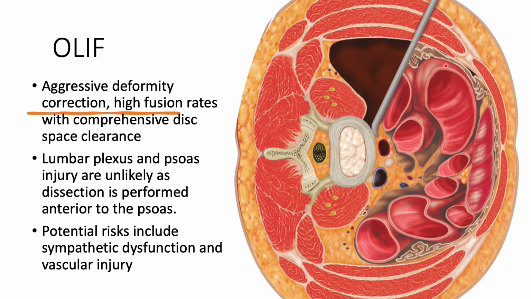An OLIF allows for aggressive deformity correction like an XLIF, high fusion rates with comprehensive disc space clearance. As you can see in the picture, OLIF takes the corridor between the psoas muscle as well as the major vessel. Hence, a lumbar plexus injury, which is inside your psoas muscle, is unlikely, as the dissection is performed anterior to the psoas. However, potential risks include sympathetic dysfunction as well as a vascular injury.